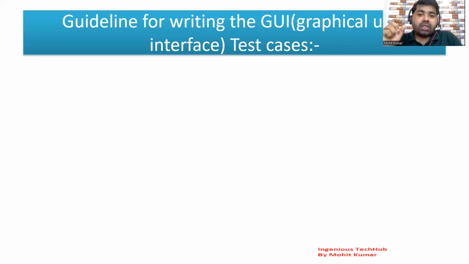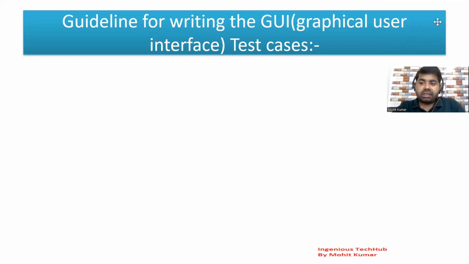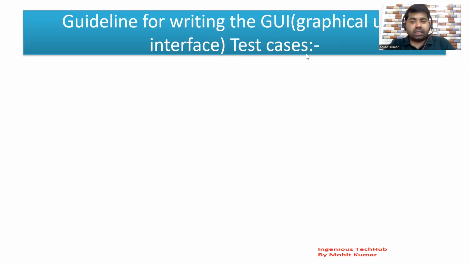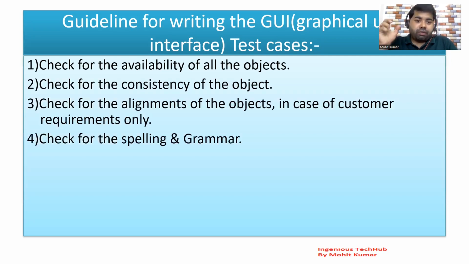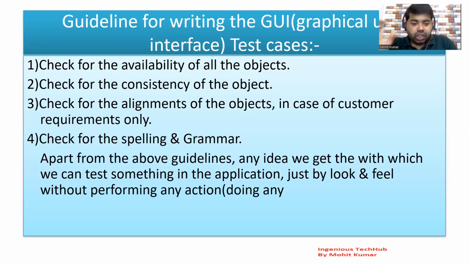So we have guidelines for writing graphical user interface test cases. I told you, right, whatever test cases you are writing, the process of writing test cases is the same. Okay, so check for availability of all the objects. GUI means graphical user interface. All the objects should be present. Check the consistency of the objects. Check the alignment of objects in case of customer requirement only. Check for spelling and grammar. So all these things will come in your GUI.